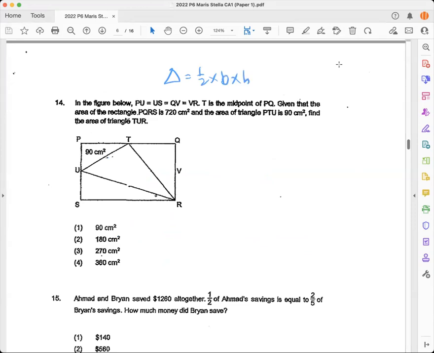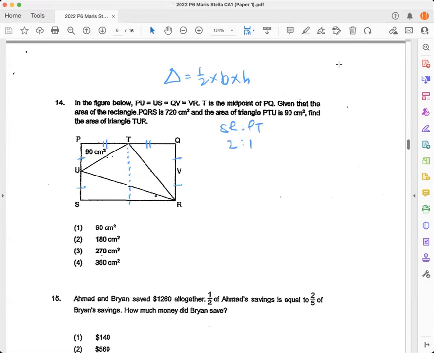In this question, PU is equal to US, and mark this to indicate that they are equal. QV is equal to VR, and T is the midpoint of PQ, so these 2 are equal. Now, if I draw this down, it will mean that SR is twice PT. See that? SR is twice PT, right?